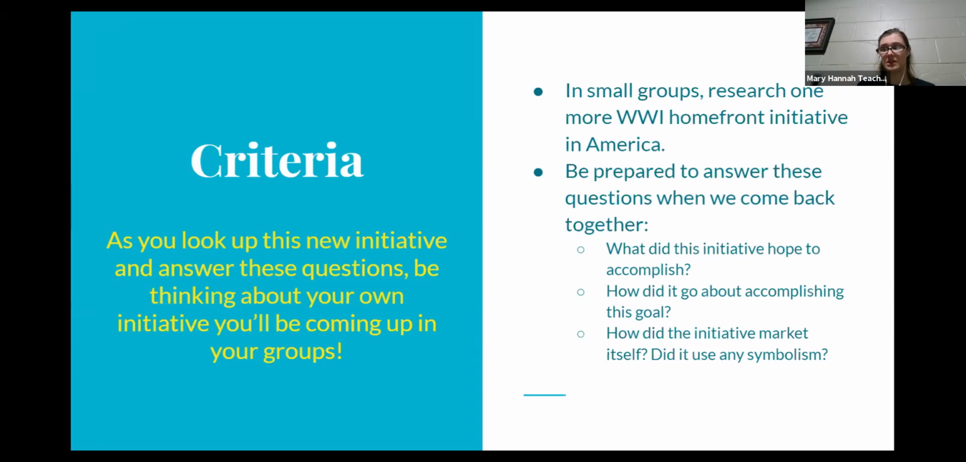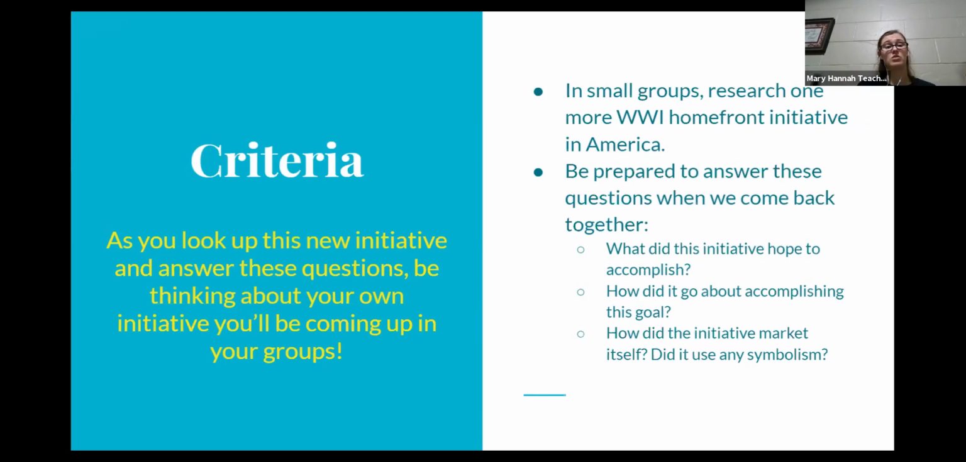What did this initiative hope to accomplish? How did it go about accomplishing this goal? And how did the initiative market itself, and did it use any symbolism? The idea is you're studying in these little groups, you look up this new initiative and answer these questions, and be thinking about your own initiative that you're going to be coming up with in your groups.